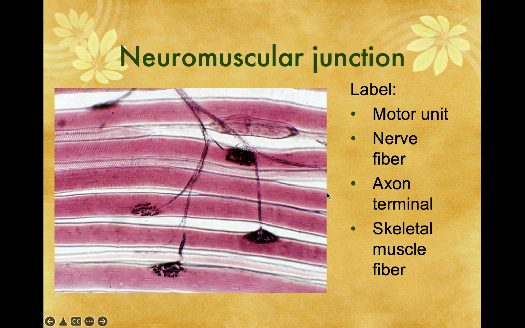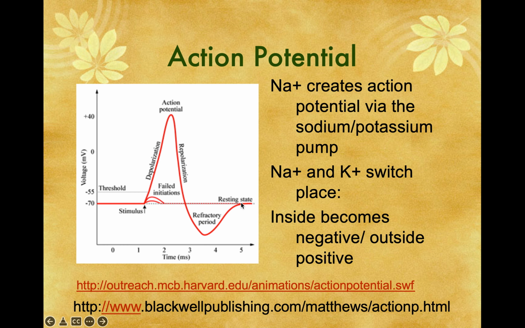A neuromuscular junction, so you have nerve fibers running into axon terminals. All of the nerve parts, so this part plus all of the axon terminals, is the motor unit. And all the pink parts are the skeletal muscle fibers. So that is also 6 points.